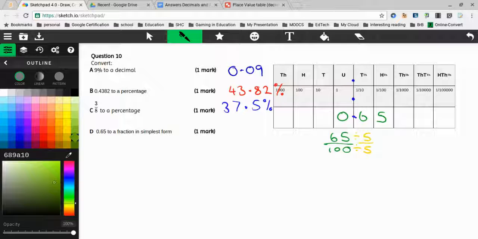100 divided by 5 gives me 20, and 65 divided by 5 gives me 13, and that is my fraction in its simplest form. It's 13 out of 20.